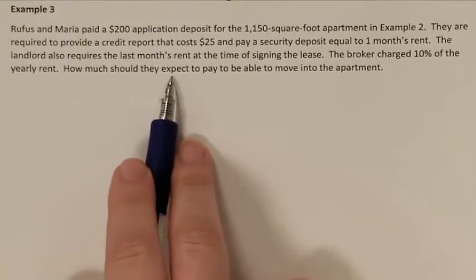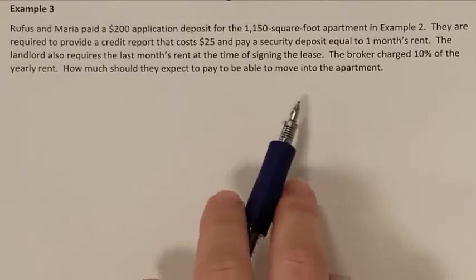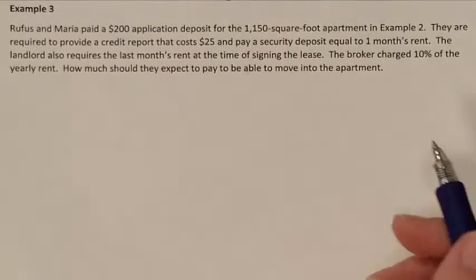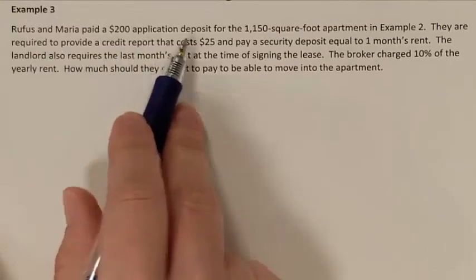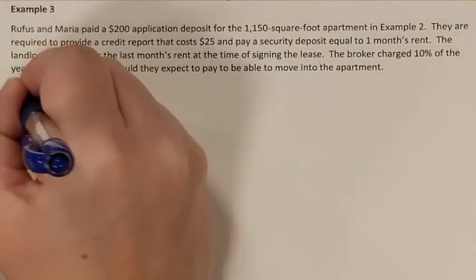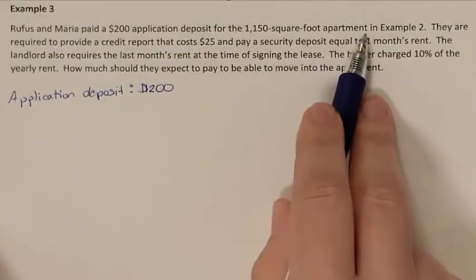How much should they expect to pay to be able to move into the apartment? So they're not even moved in yet. How much have they paid? So let's go back and read through this. So Rufus and Maria paid a $200 application deposit. So they have an application fee. So they just paid $200. And this is how large the apartment was.